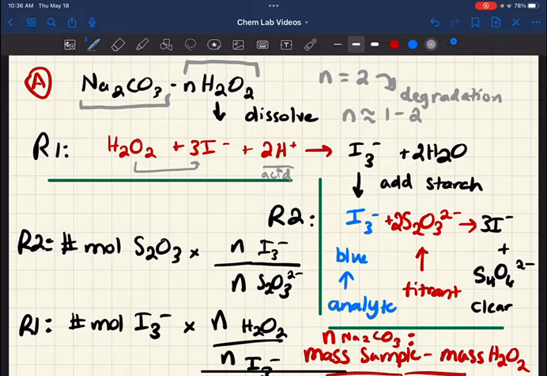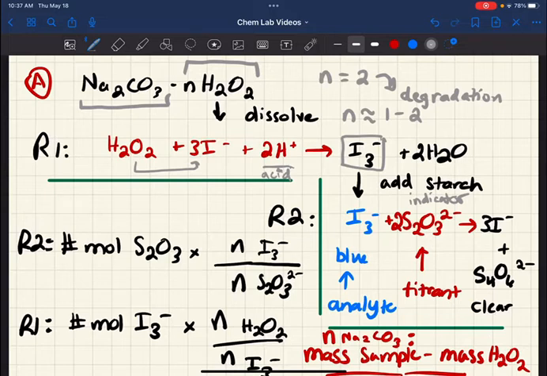And triiodide is easily visualized by adding a starch indicator. It's literally just potato starch or any kind of starch. Triiodide will bind to it and create a really dark blue color. The other product is water, but we're going to ignore the water because the key is this triiodide. So once this is formed, we can turn it blue by adding starch. And this becomes our analyte in our actual titration.